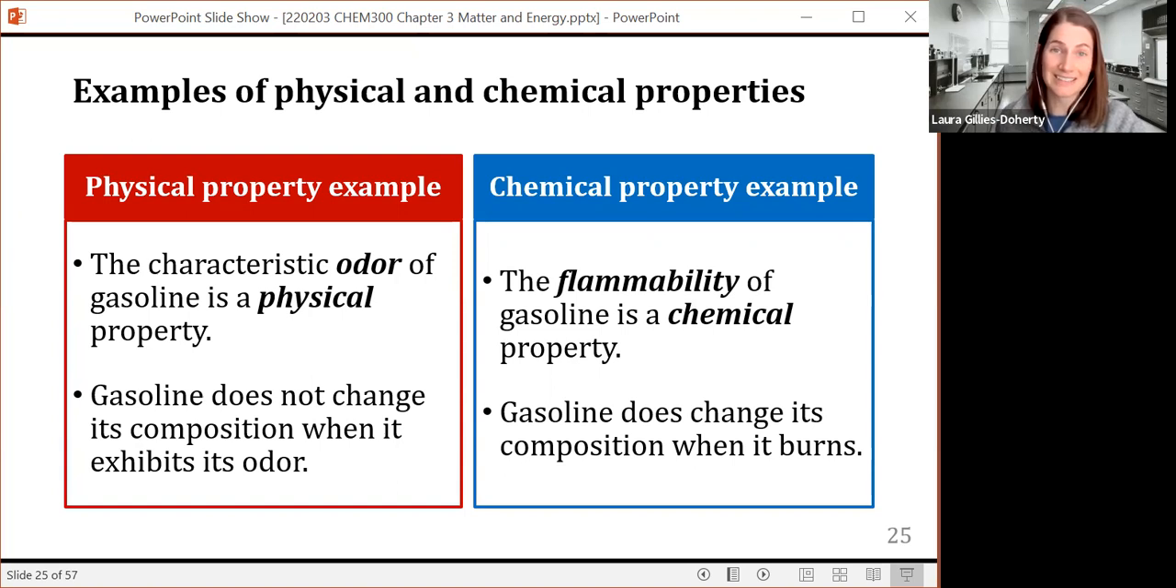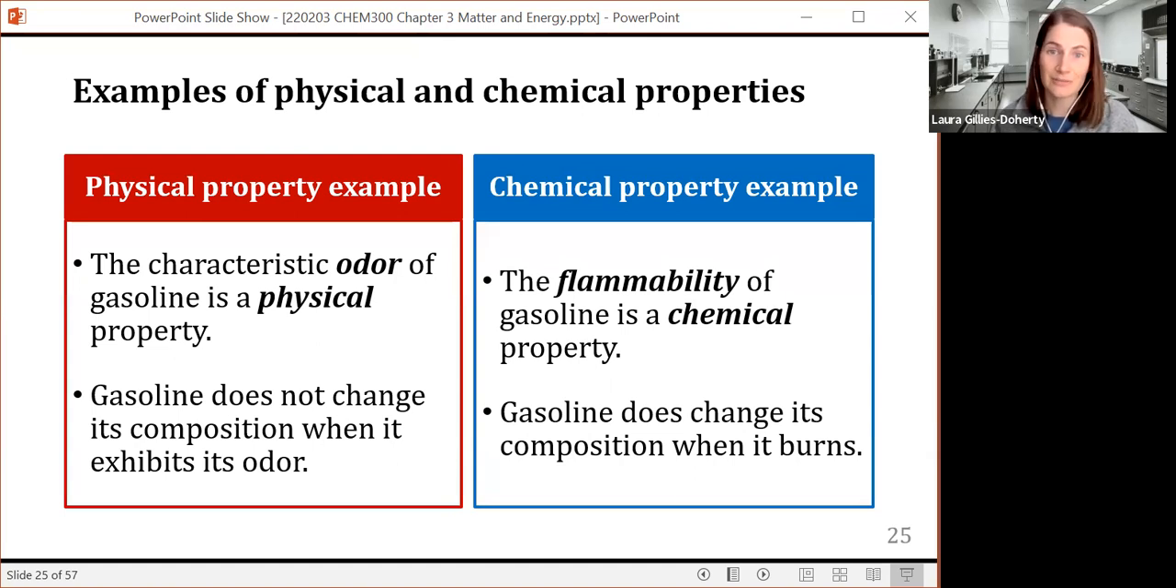You're able to smell it and detect it with the receptors in your nose that detect scent. But gasoline doesn't change its composition when it shows you this physical property. It's still gasoline, it just changed phases, but it's still the same thing. So odor is a physical property. If something doesn't have to change its identity in order for you to smell it, that's a physical property. These tend to be things dealing with our five senses, things you can smell, things you can touch, you can taste, you can see, and you can feel.